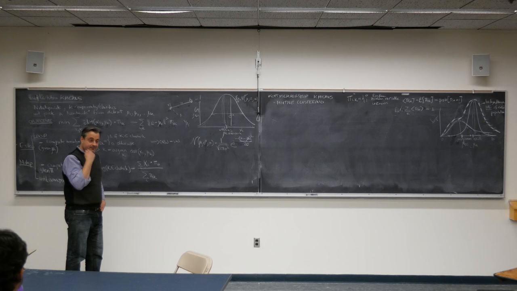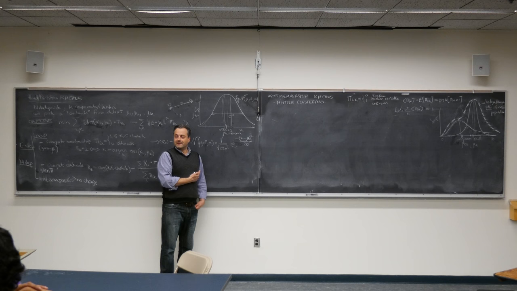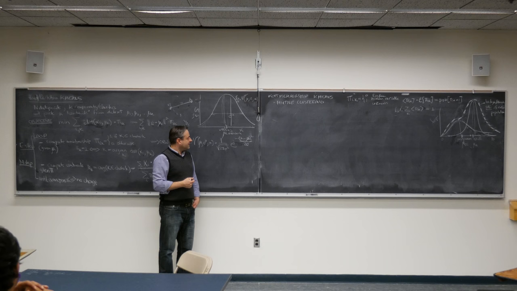Gaussian normal distribution. Anybody remembers this? No? Can anybody check it out? Is that correct? Yes. 2 sigma squared in here?